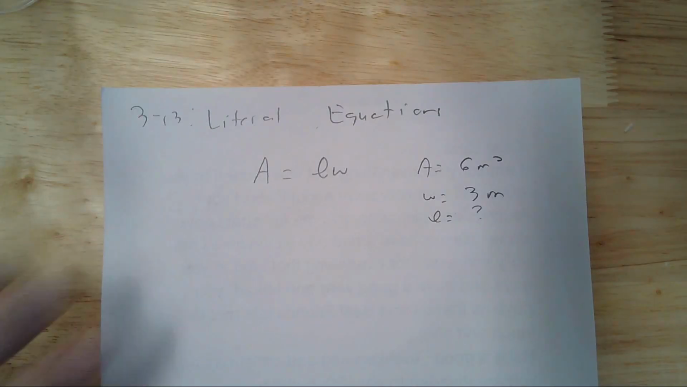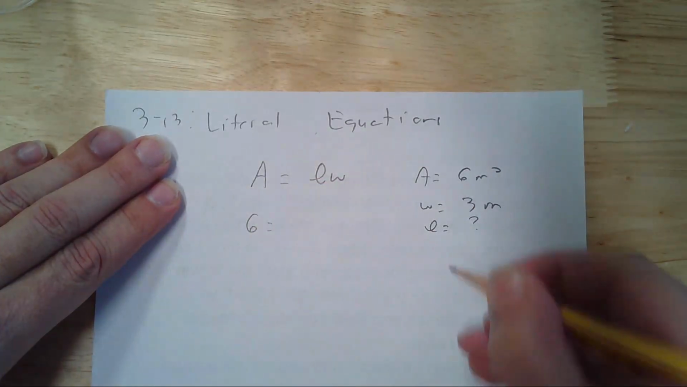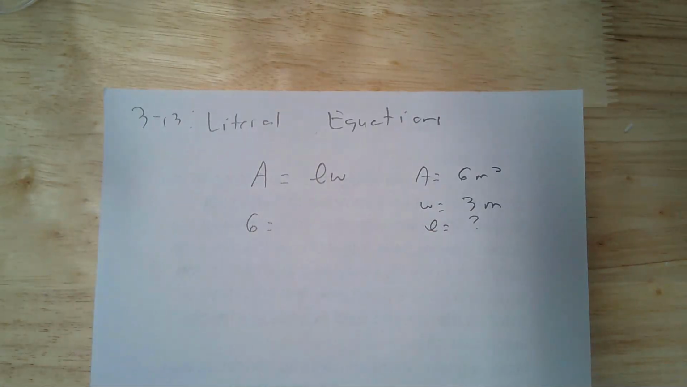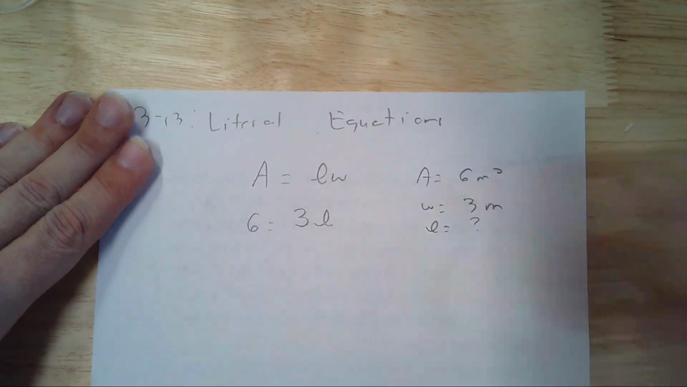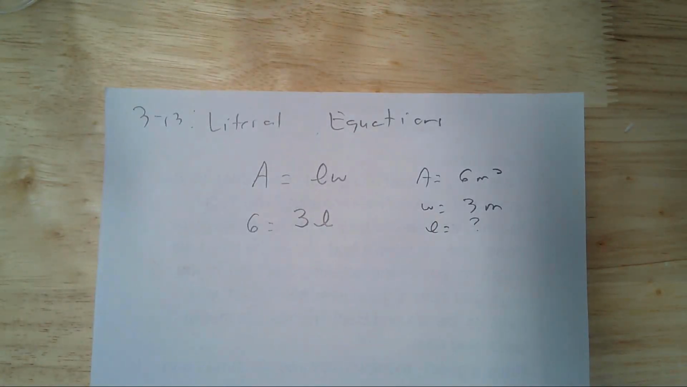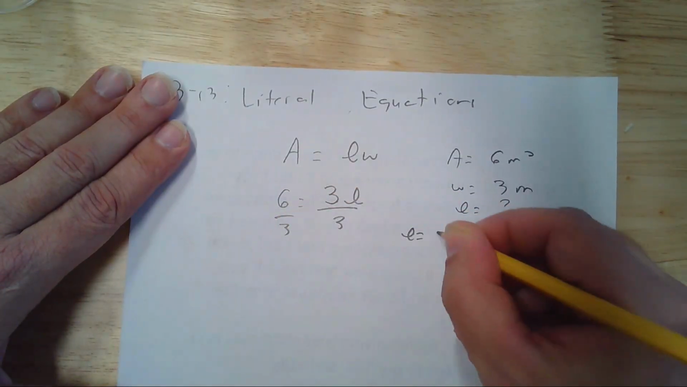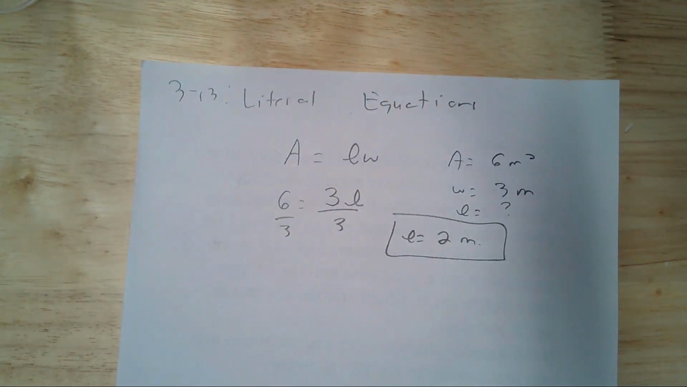We could certainly plug this all in here, where A equals 6. The length, I don't know what that is. But the width is 3. So whatever the width is, we're multiplying it times the length to figure out what the area is, right? And of course, then I could solve my one-step equation. My length equals 2 meters. Do you agree with that?